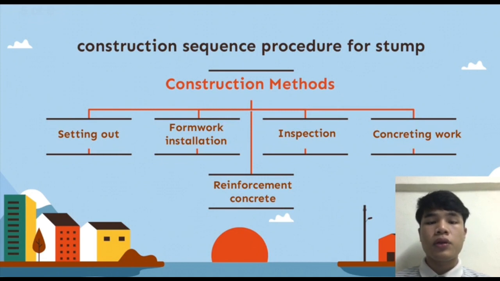Number 3 is reinforcement installation. It's already installed in the pile cap construction method, so just determine the position of the stump and link a column reinforcement bar. Number 5 is inspection check. Check dimension level of stump, setting out for the starter bar and cleanliness. Number 6, concreting work. Curing process will be conducted using vibrator to avoid segregation.